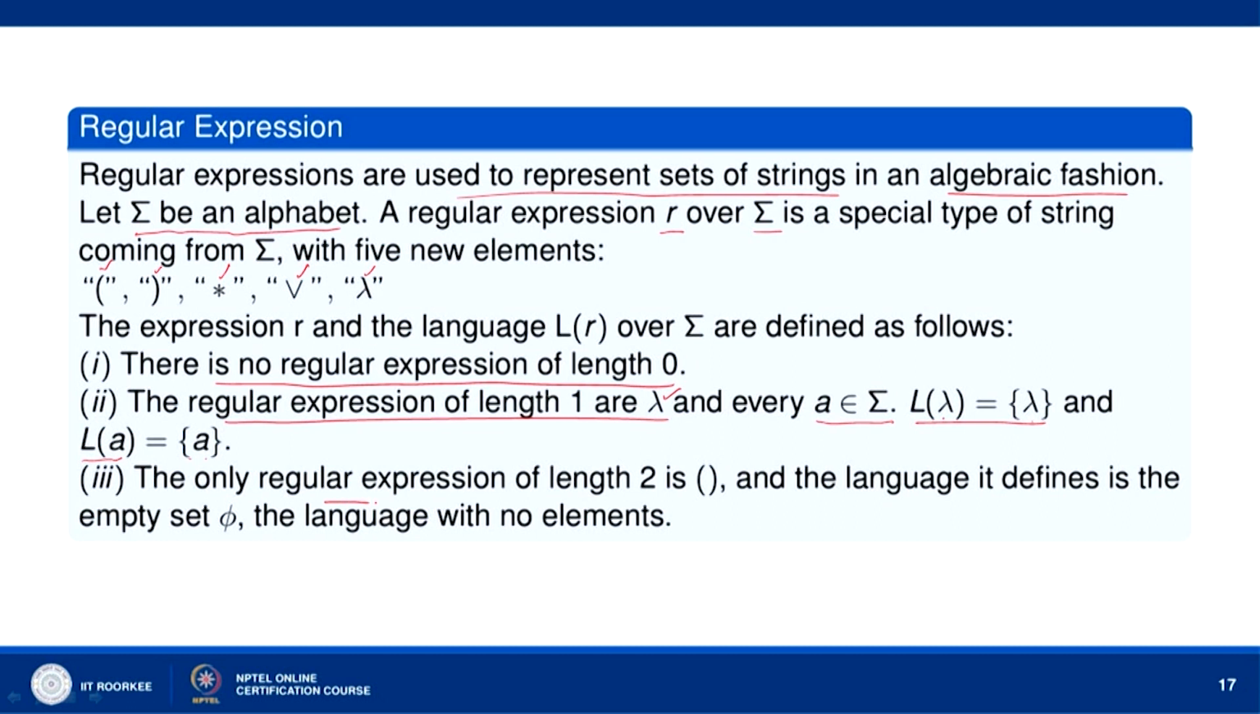The only regular expression of length 2 is this left bracket right bracket, because you can see we have left bracket, right bracket. So, they are counted 1 each, 1 plus 1, 2. So, the regular expression of length 2 is this left bracket right bracket, nothing else. So, the language it defines is the empty set phi. Phi denotes this regular expression of length 2, the language with no elements.